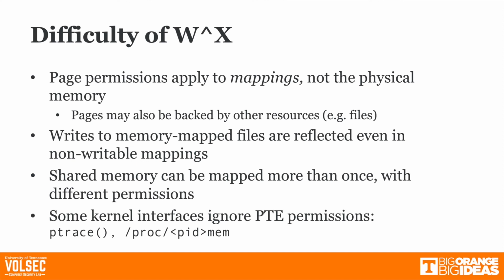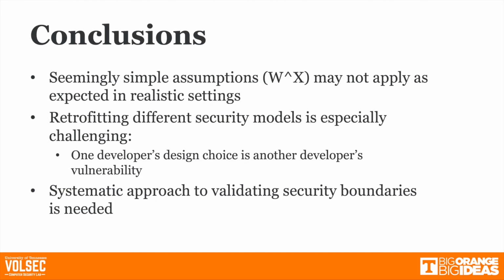So it may be possible to have one mapping that's writable but not executable, and one mapping that is executable but not writable. Then changes to the writable mapping will be reflected in the executable mapping as well. Finally, there are also some kernel interfaces that intentionally ignore page table permissions, such as ptrace or procfs. So that was very briefly an overview of a few of our proof of concepts.